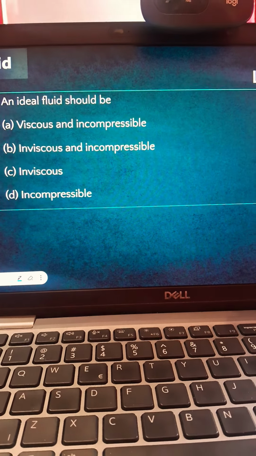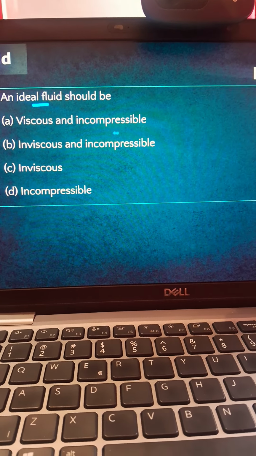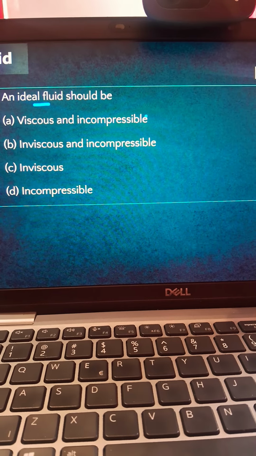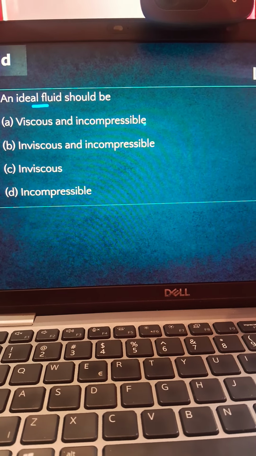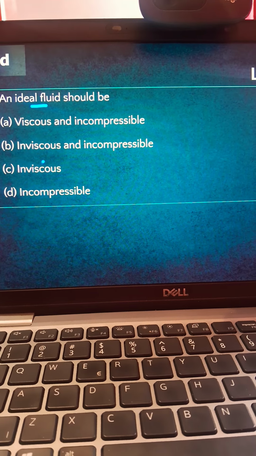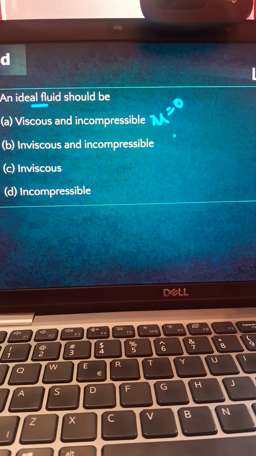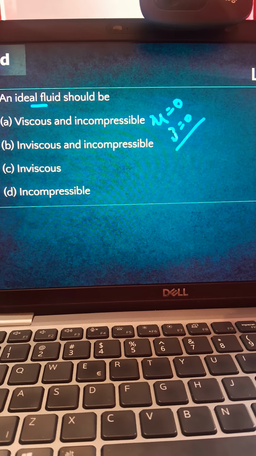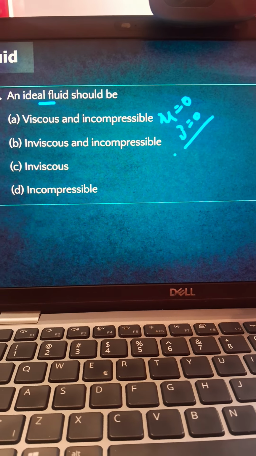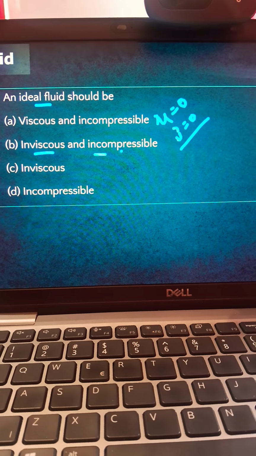Next question. Ideal fluid, this ideal fluid should be. If you look, the ideal fluid never exists in the world. This ideal fluid is an imaginary fluid. That means there is no viscosity, right? It is incompressible, that is, density is constant, density changes are not there. So it is inviscid and incompressible, right?